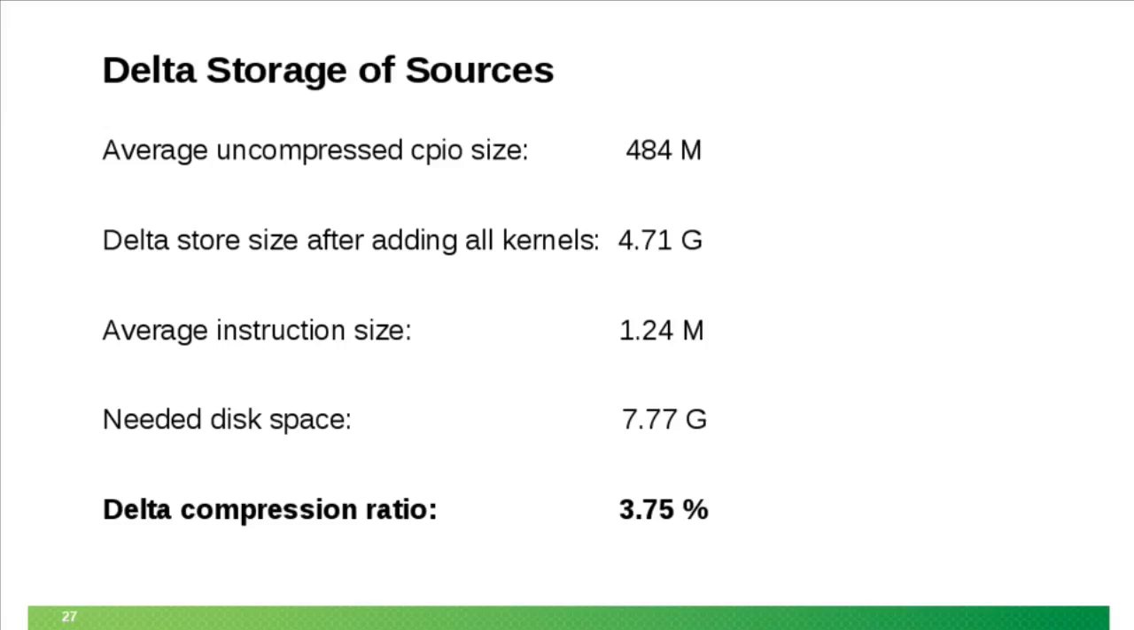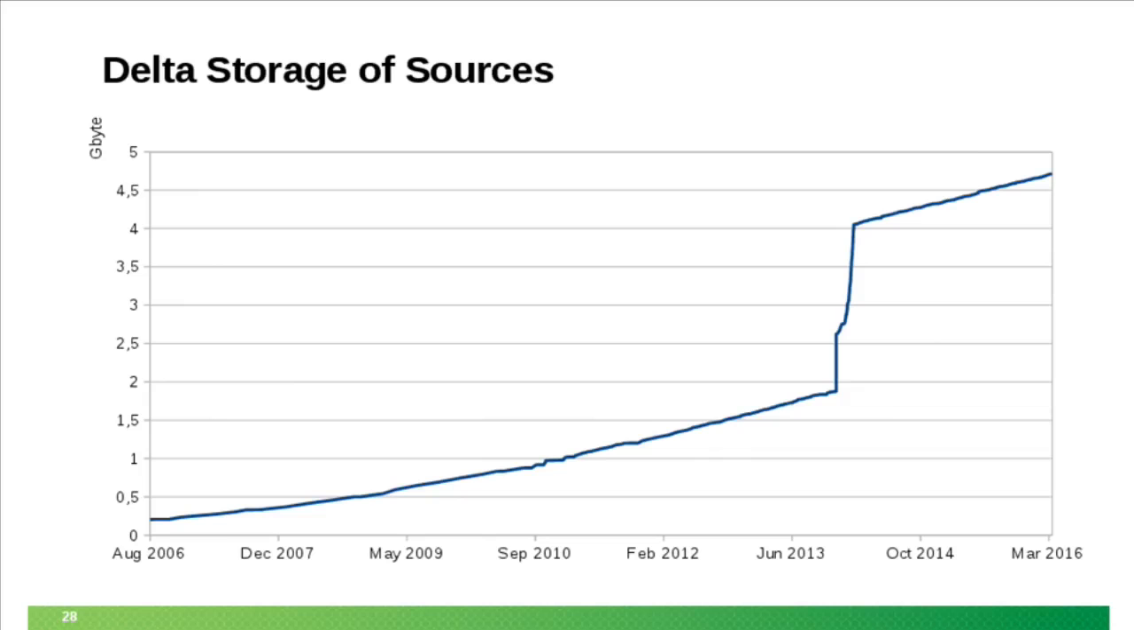Yeah, and this is a diagram over time. So we re-imported all the tarballs, and you may notice something. We were very shocked to see it, and we thought, oh, maybe our delta algorithm is broken. But then we found out that there were tarball releases where inside of the Linux tarball also all the Git objects were copied inside. And of course, this is additional data.